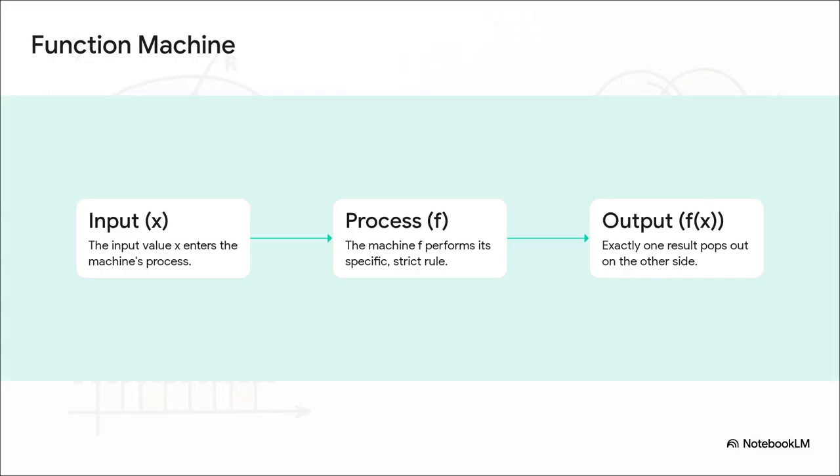It actually helps tremendously to visualize a function like a machine. Picture it. You have an input, which we usually call x. You drop that x right into the machine. Let's call the machine f. The machine churns, it processes that number according to a very specific pre-programmed rule, and then, boom, exactly one result pops out on the other side. We call that single output f of x. One input goes in, one strict output comes out.